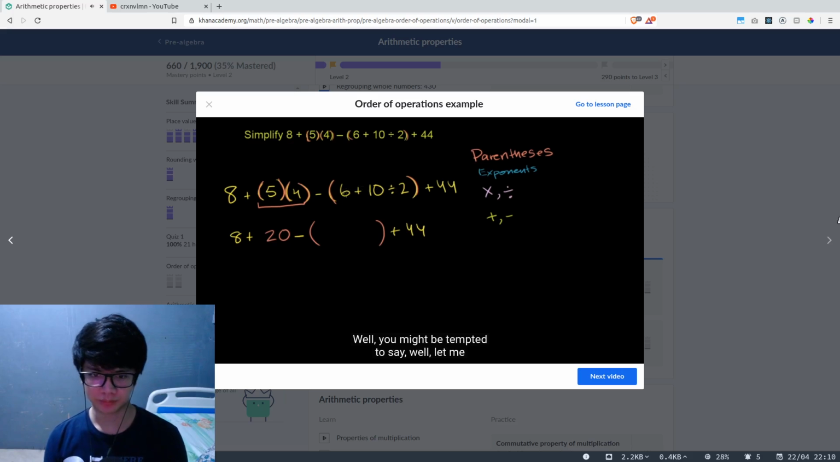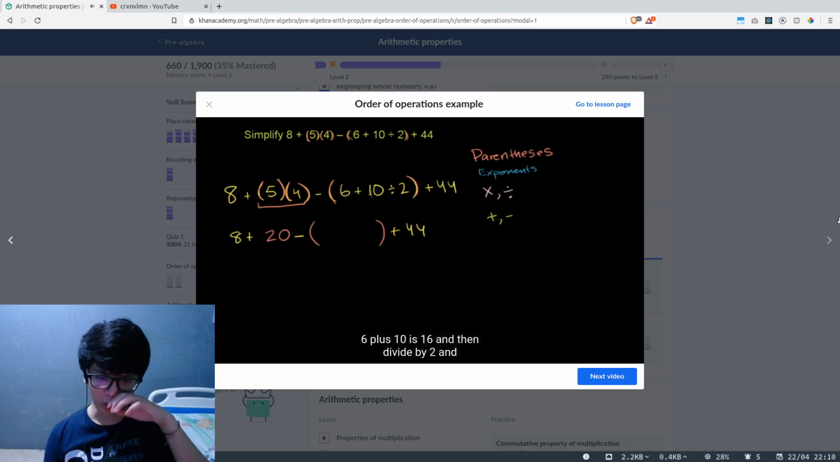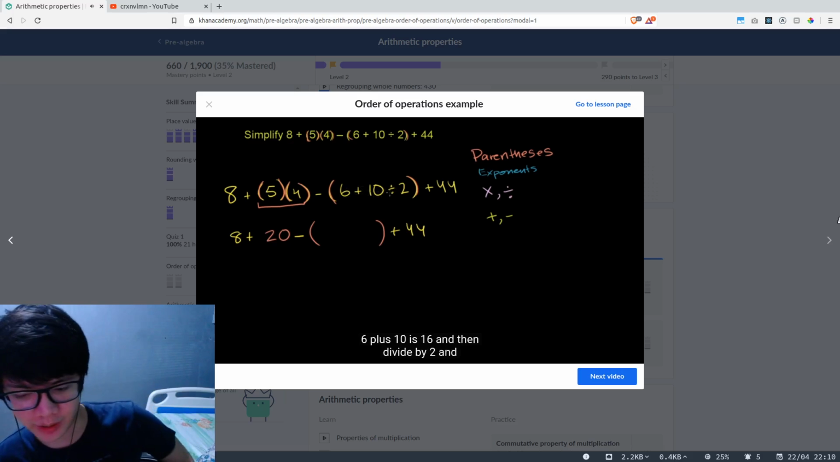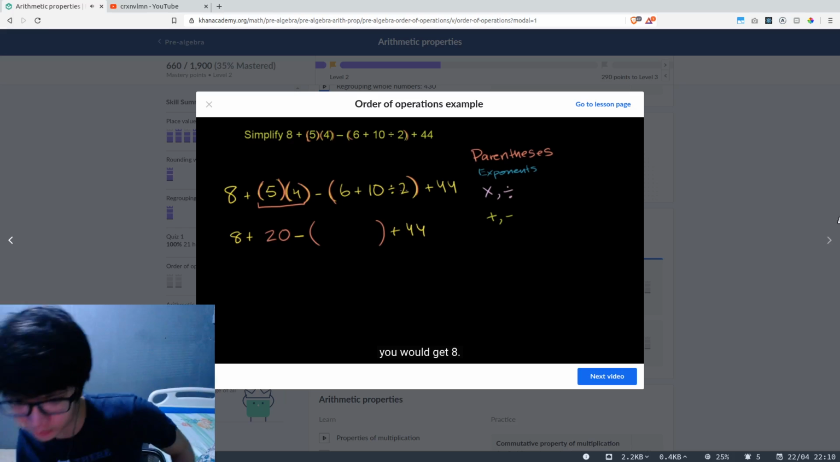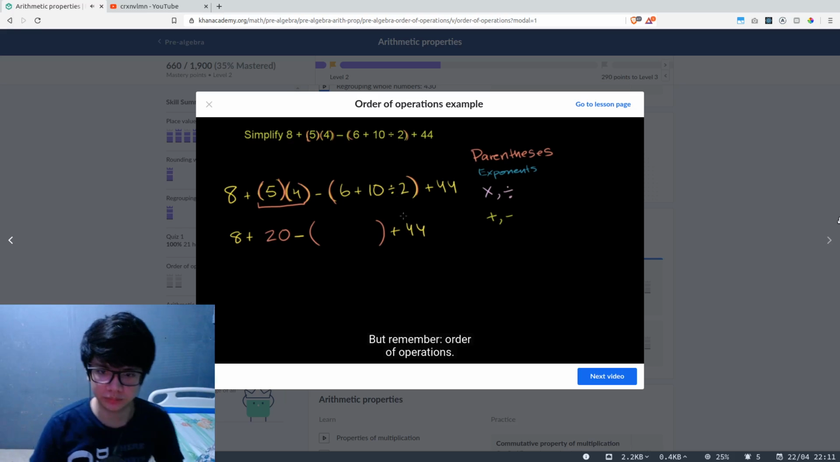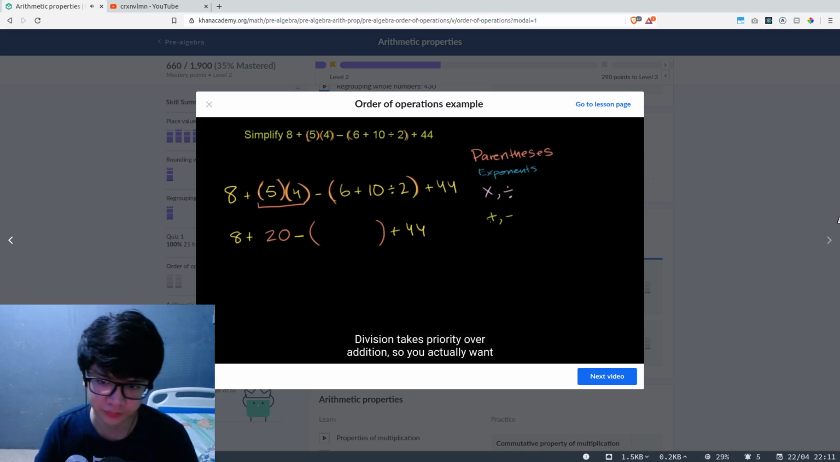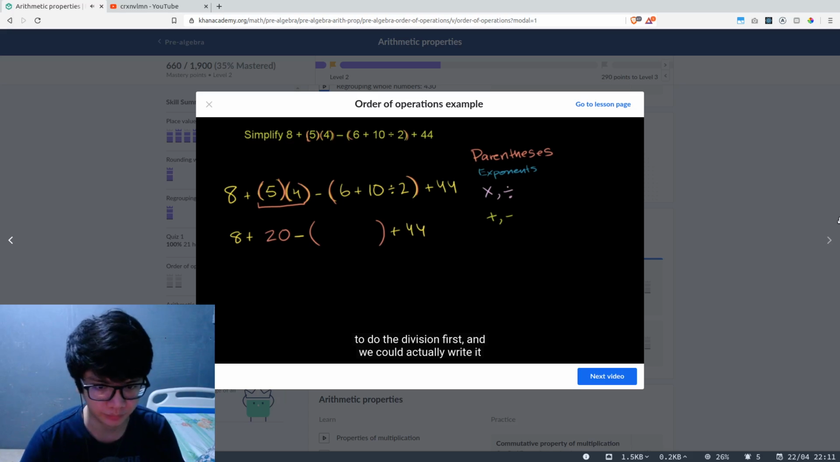Well, you might be tempted to say, let me just go left to right. 6 plus 10 is 16, and then divide by 2, and you would get 8. But remember, order of operations. Division takes priority over addition. So you actually want to do the division first. And we could actually write it here like this.